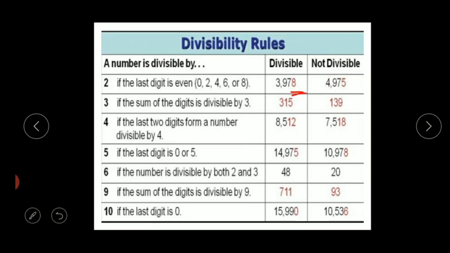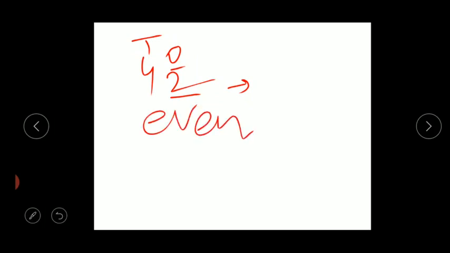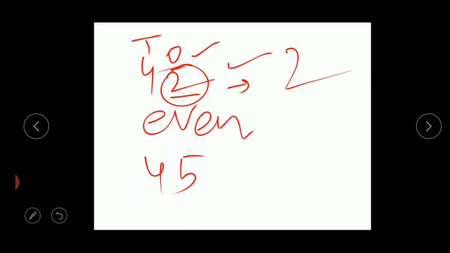If the last digit is an even number, then that number can be divided by 2. For example, if you have 42, you look at the last digit, the unit digit, not the tens. If it is an even number, then you can say it is divisible by 2. Suppose you have 45. Without dividing, can you tell me whether it is divisible by 2 or not?